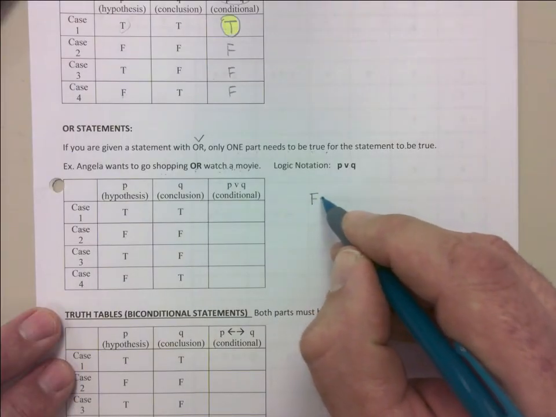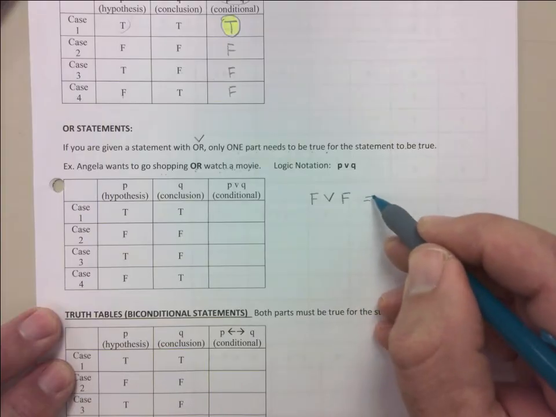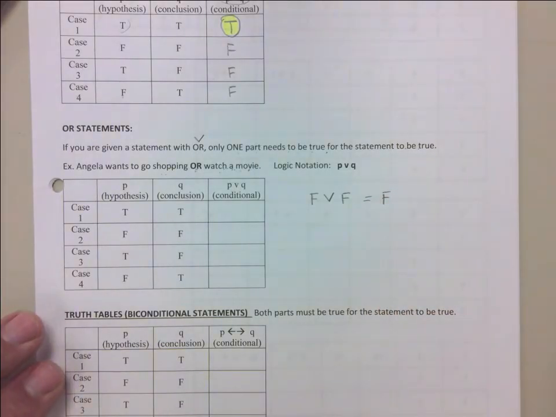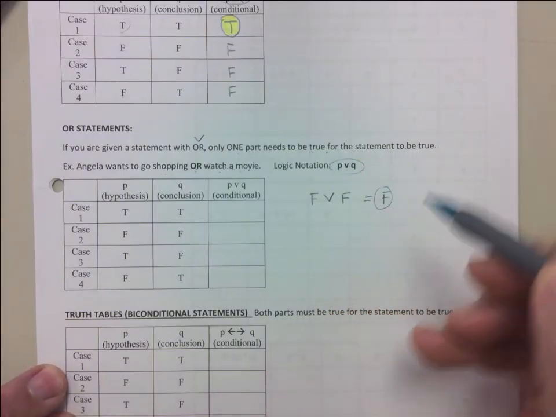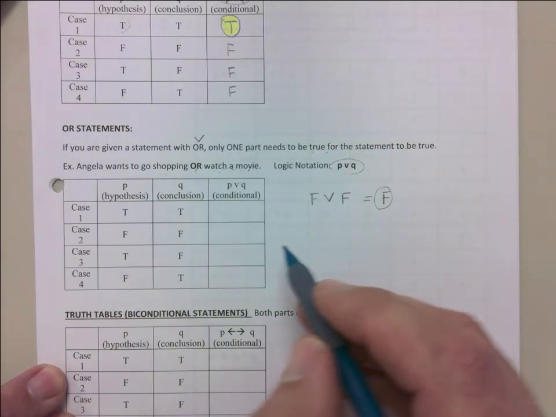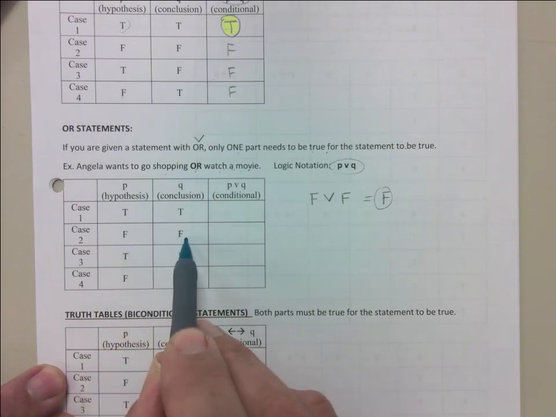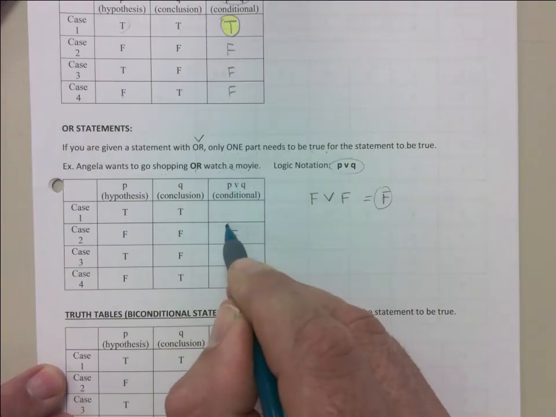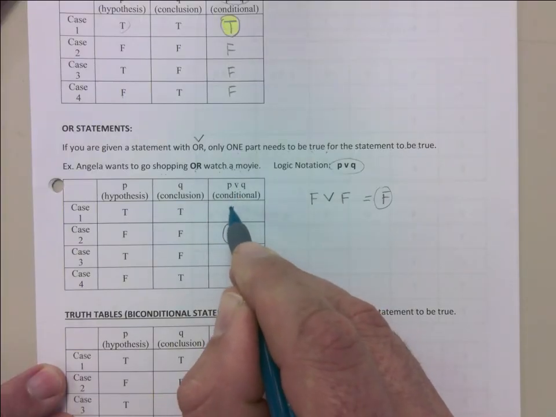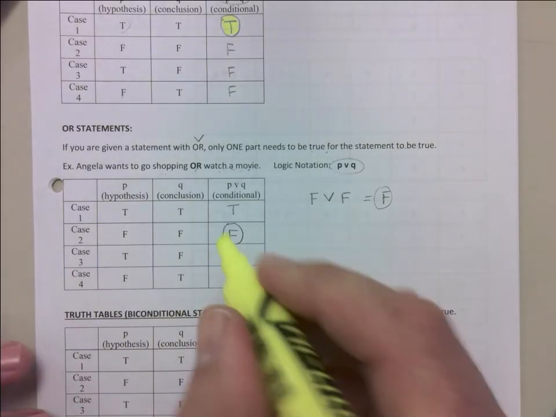So for an or statement, if both are false, then the statement is false. I would write down, for an or statement, this is the anomaly. Everything else is true. So let's go find where it's false and false. It's right here. So when you fill in one of those tables that involves or, you go find the anomaly, and then everything else ends up being true.